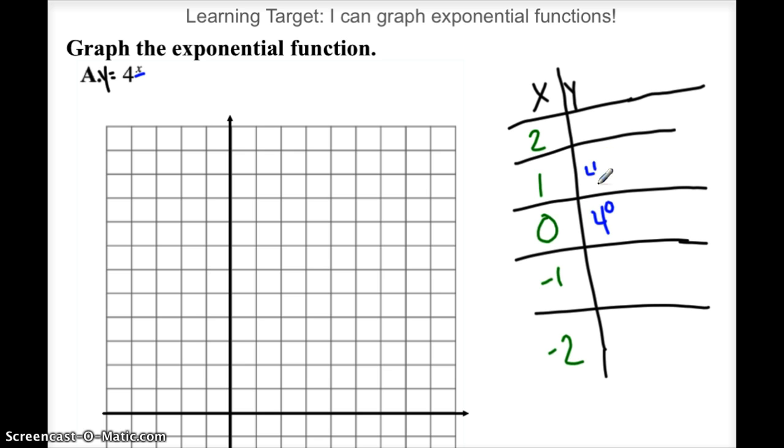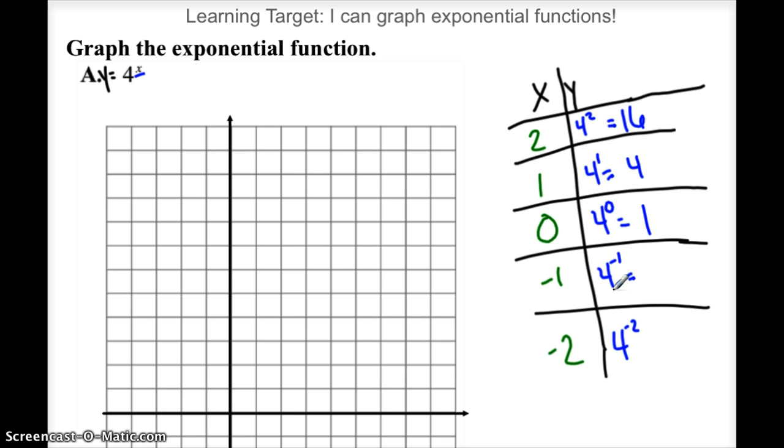So when I plug in a 1 for x, I get 4 to the first for y. When I plug in 2, I get 4 squared. When I plug in negative 1, I get 4 to the negative 1. When I plug in negative 2, 4 to the negative 2. So then just evaluate these numbers, and then we'll have our ordered pairs. So 4 squared is 16. 4 to the first is 4. 4 to the 0, anything to the 0 power is 1.